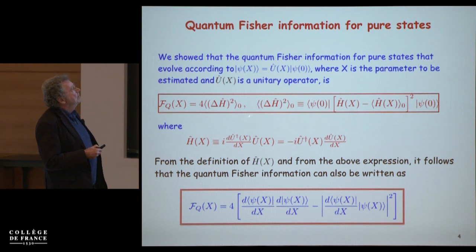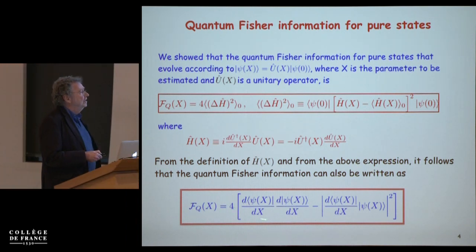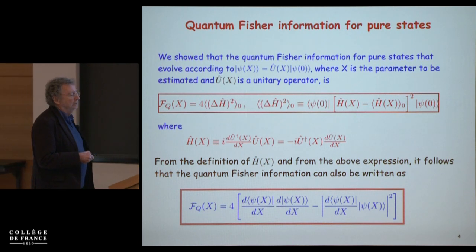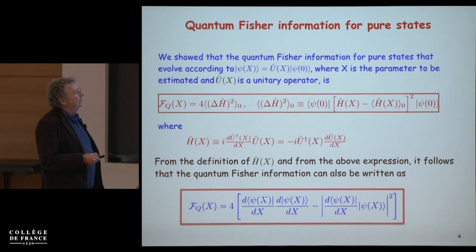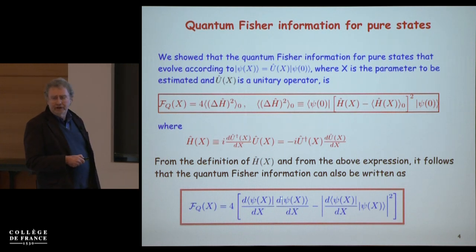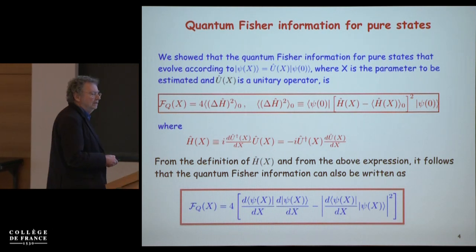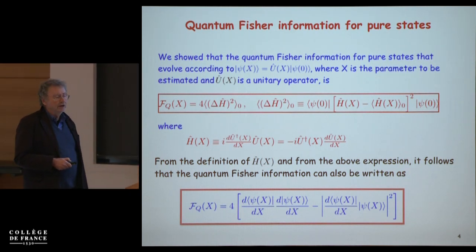We have also shown that there is another possible expression for the quantum Fisher information, which is useful in some cases. It depends on the derivative of the probe state with respect to the parameter to be estimated, and it's very easy to show that this is equivalent to that. You just have to use, say, Schrödinger's equation for the derivative of psi with respect to x. Now, all of this is valid for unitary evolutions.